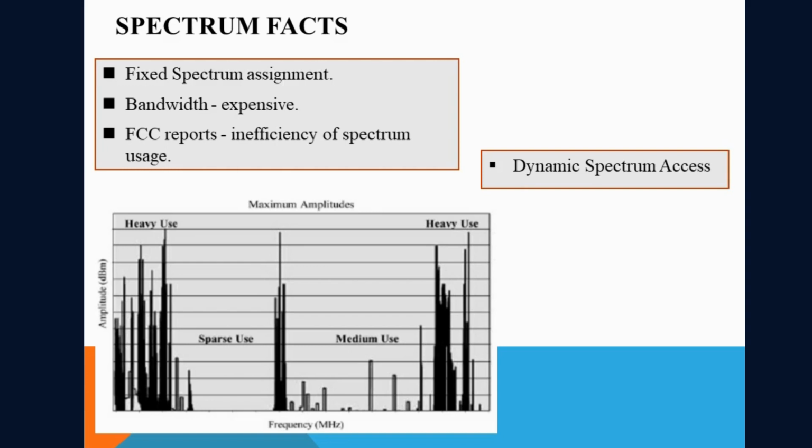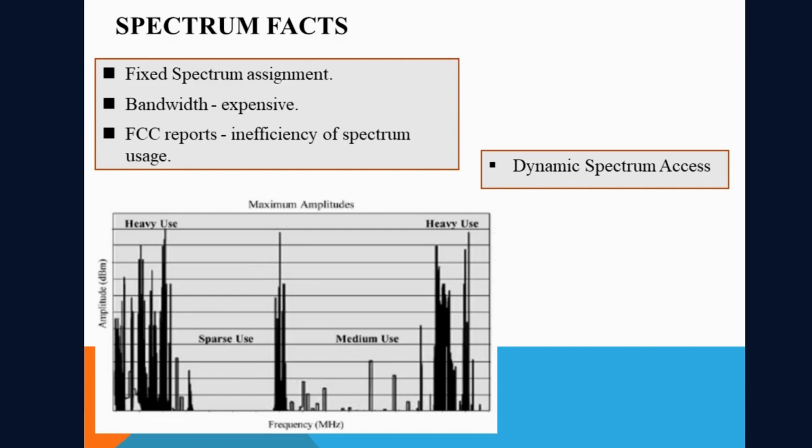Federal Communication Commission has reported that some frequency bands like radio and TV are underutilized, while the other frequency bands like mobile bands are overutilized. This shows that there is inefficiency in the utilization of the spectrum. This necessitates to exploit the spectrum opportunistically. Therefore, we need to dynamically utilize the spectrum, which is called as dynamic spectrum access.